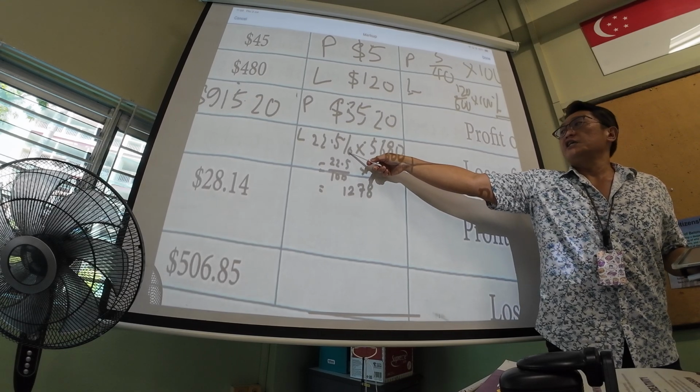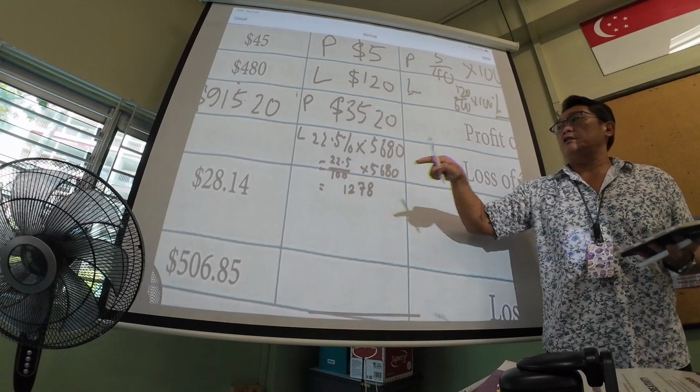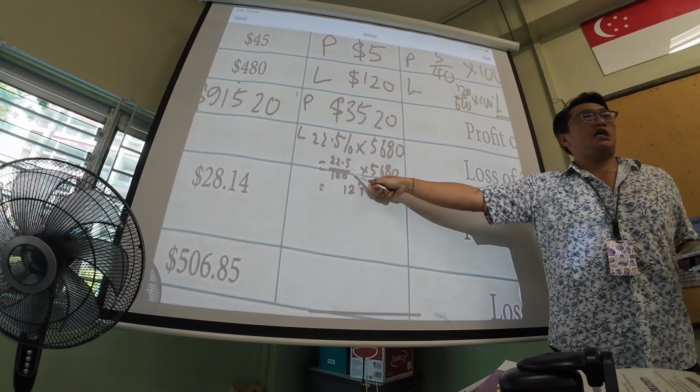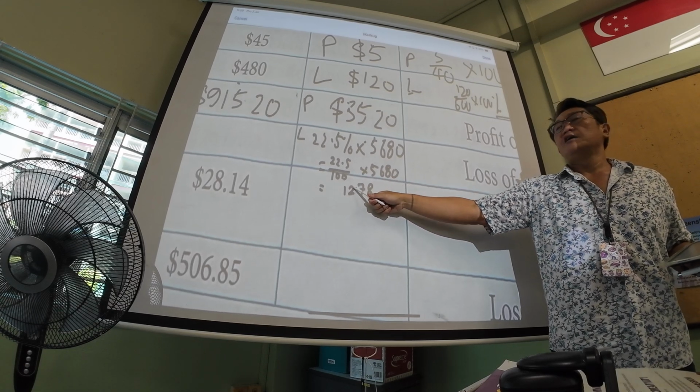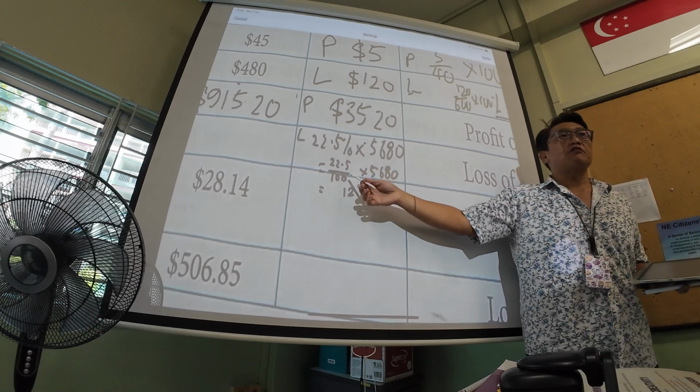22.5%. When you see the percent, you straight away know you have to divide by 100 when you key in. Then you multiply whatever is here. So all this is part of practice. You must do in class. Then your WA, then your exam, then you know what to key in.